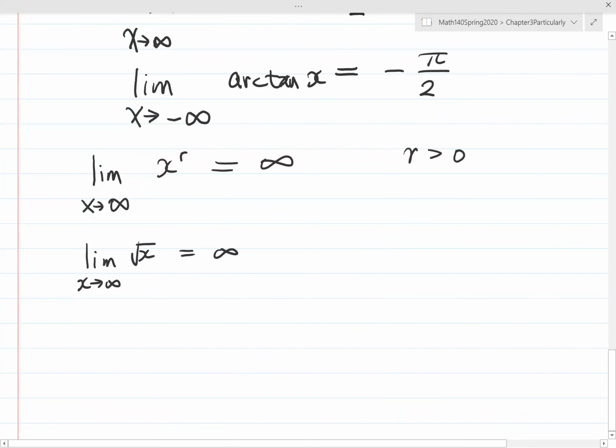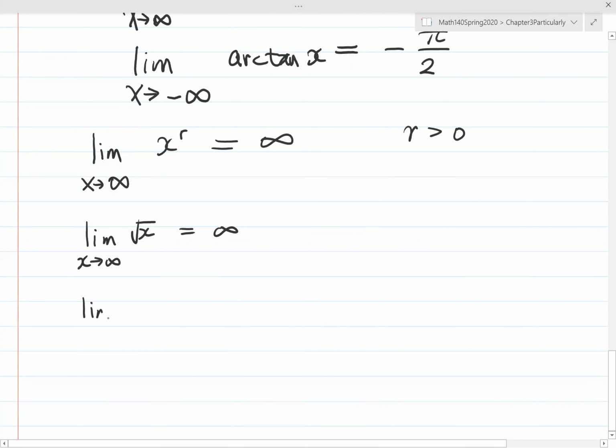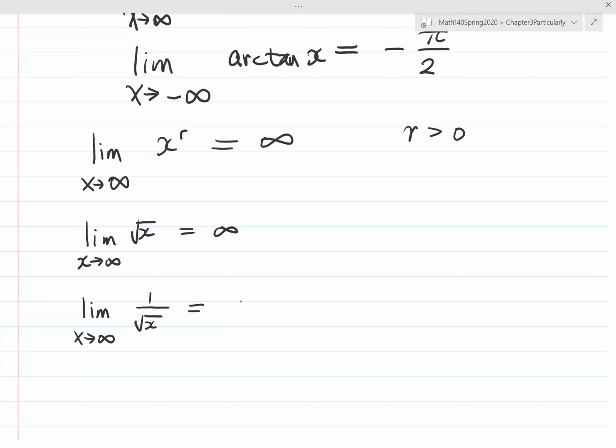Now if we take the reciprocal, as x becomes large, the denominator becomes very large and the numerator is fixed. So in this case, this is 1 over a large number. So you see this approaches 0, becomes small, as x becomes large.